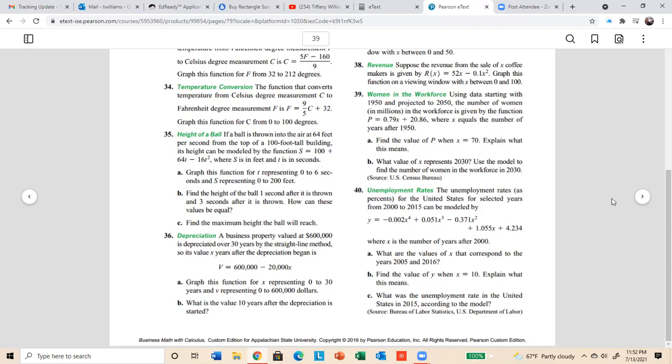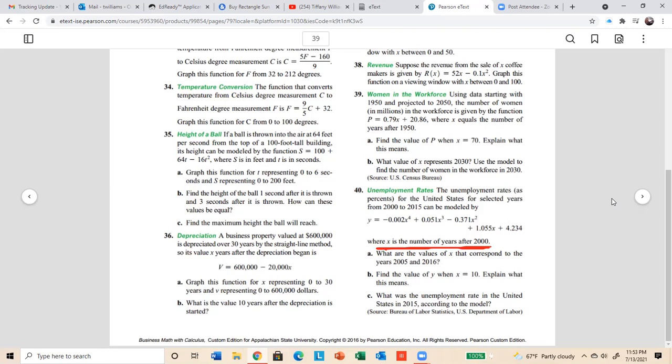One of the things that I want to point out here is that this is a very common occurrence in math. They're going to set a year as 0. So they're saying, x is the number of years after 2000. They're just trying to keep the numbers from being so large.